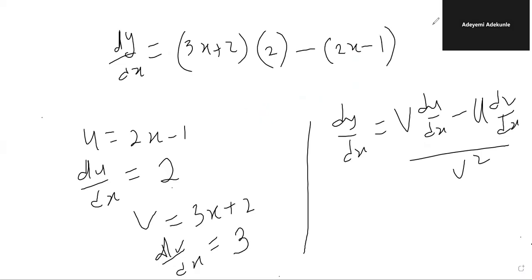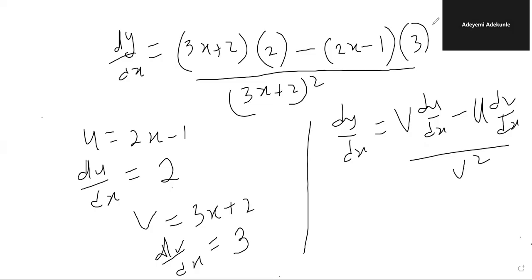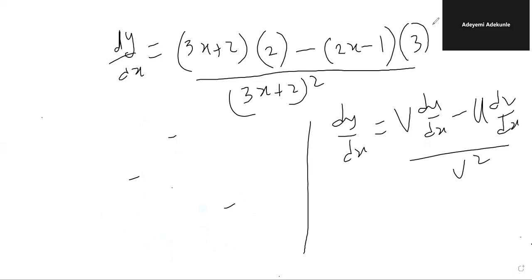Then our dv/dx is 3, then all over v squared. What's our v? Our v is 3x plus 2. So 3x plus 2 all squared. So the next thing to do is just to solve the equation.